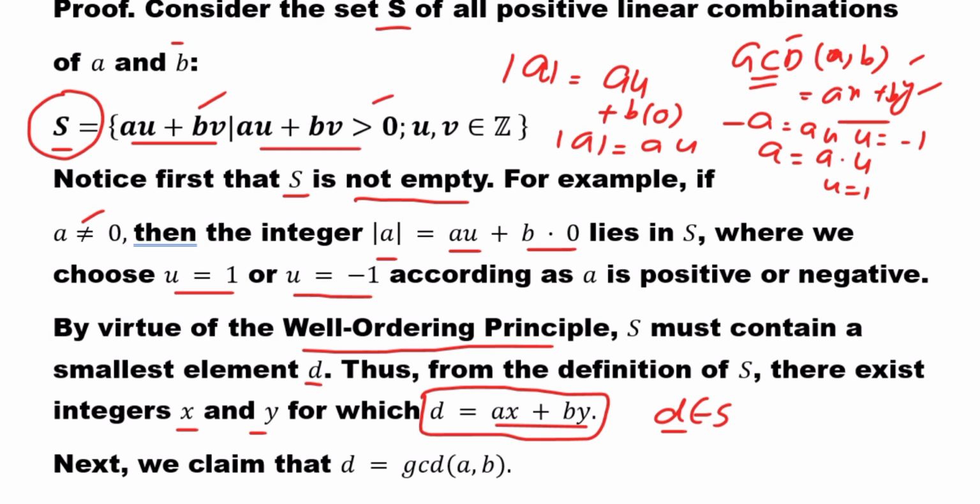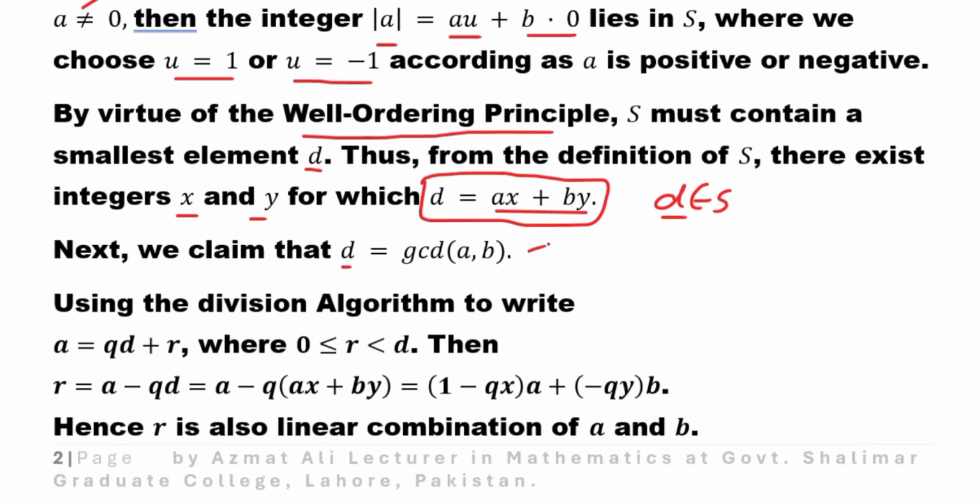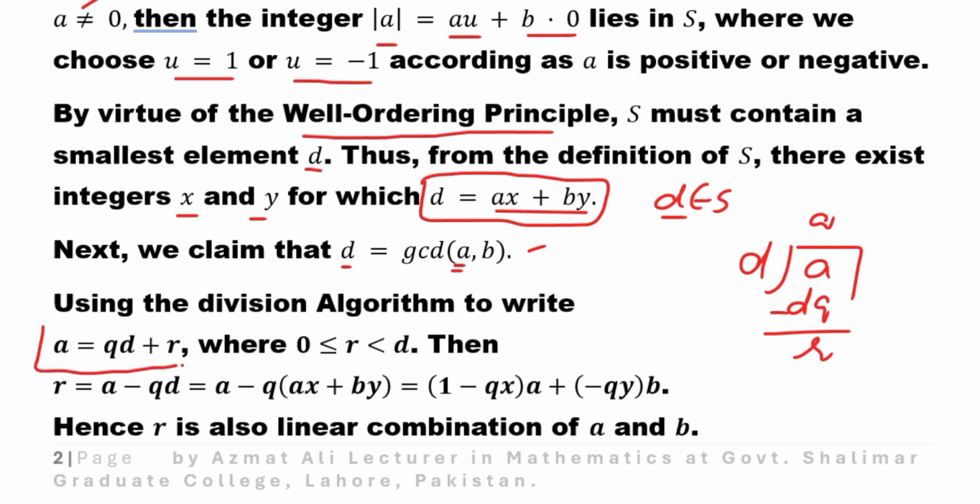Next, our target is to show that d is actually equal to the GCD of a and b. So we will use the division algorithm for the integer a. The division algorithm says that when you divide a by any positive integer d, there exists a unique integer q such that a is equal to dq plus r. So I can write a equal to dq plus r, in this form where your remainder r lies between 0 and d.